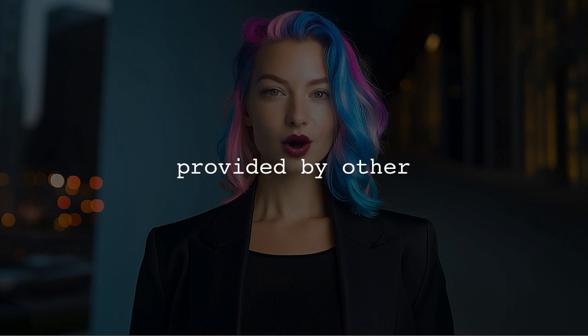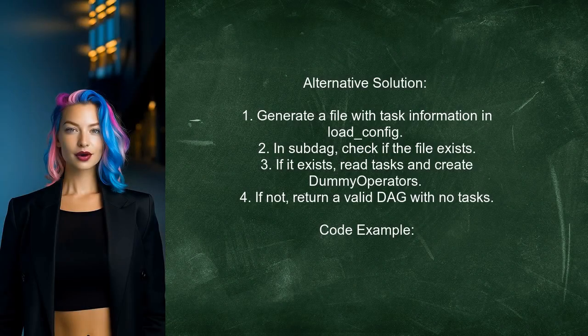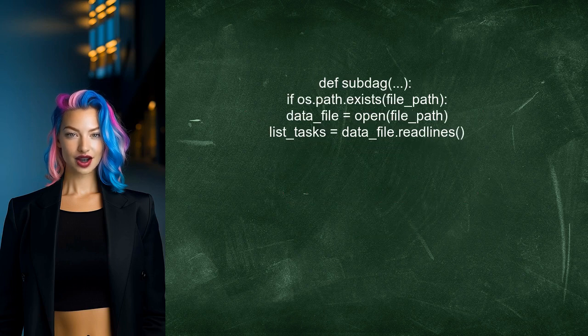Now let's look at the answers provided by other users. An alternative solution involves using a file to manage dynamic task creation in the SubDAG. The user suggests that the load_config function generates a file containing the number of tasks. In the SubDAG function, if the file exists, it reads the tasks from the file and creates dummy operators for each task. If the file doesn't exist, it returns a valid DAG with no tasks.